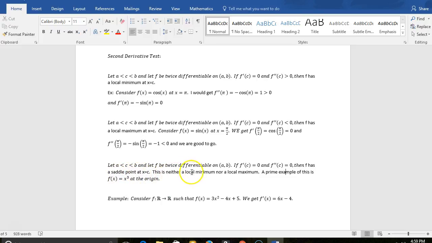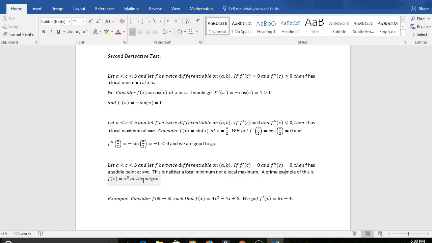This is neither a local min nor a local max. A prime example of this is our old buddy f of x equals x cubed. Remember, for y equals x cubed, the origin is neither a local min nor a local max. We are flat there.